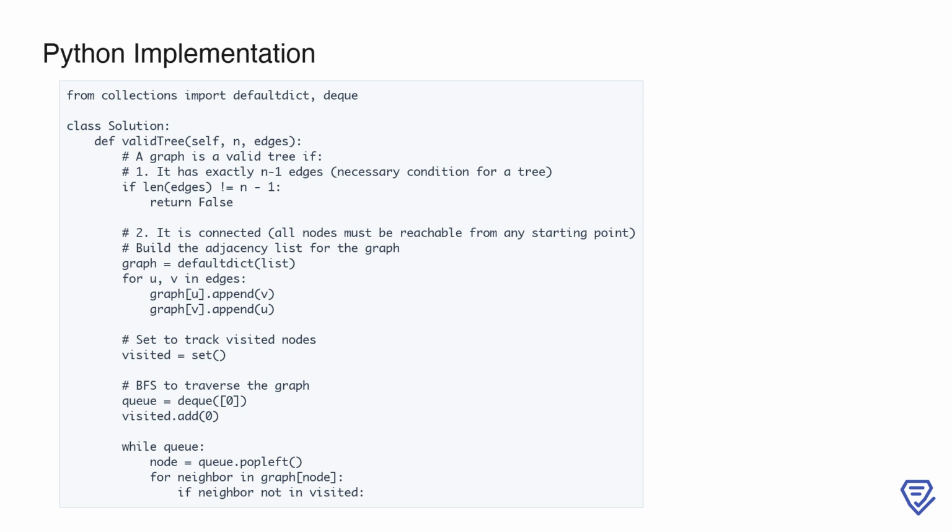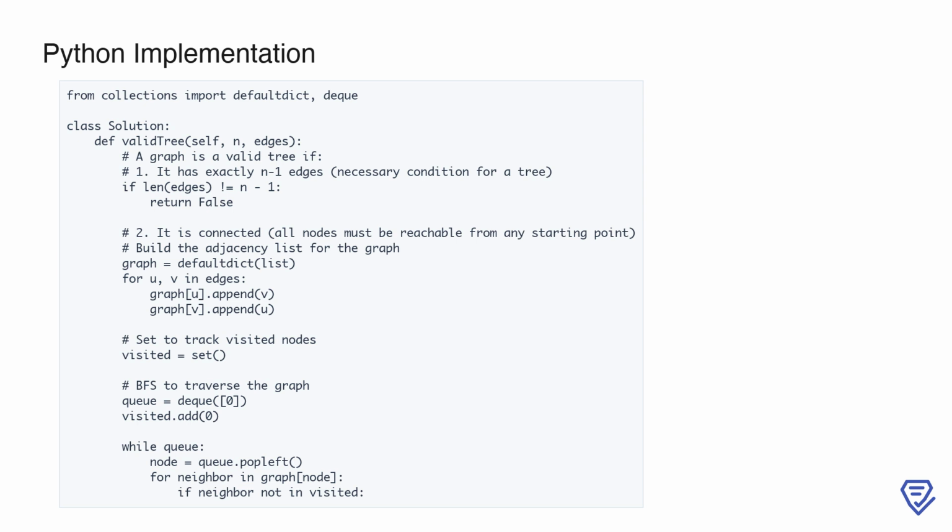Next, we need to verify that the graph is connected, meaning all nodes must be reachable from any starting point. To do this, we first construct an adjacency list representation of the graph using a default dict. This makes it easy to iterate over the neighbors of any node. For every edge in the input, we add the connection in both directions, ensuring the graph is undirected.